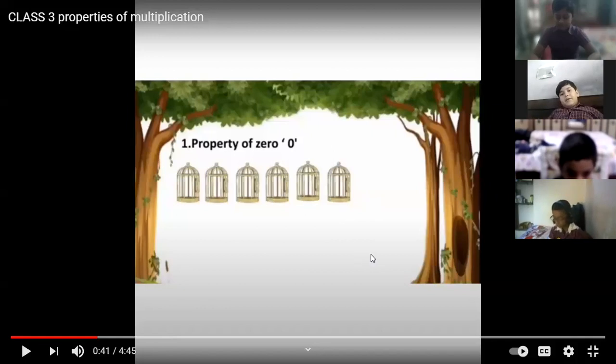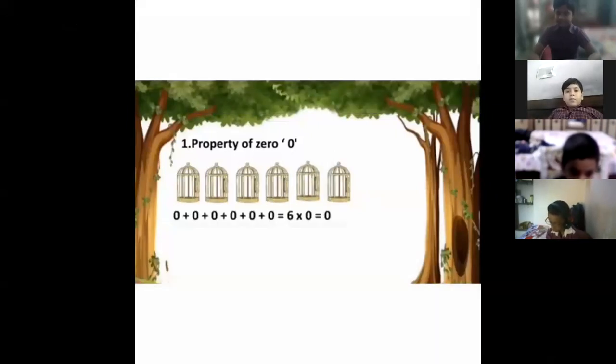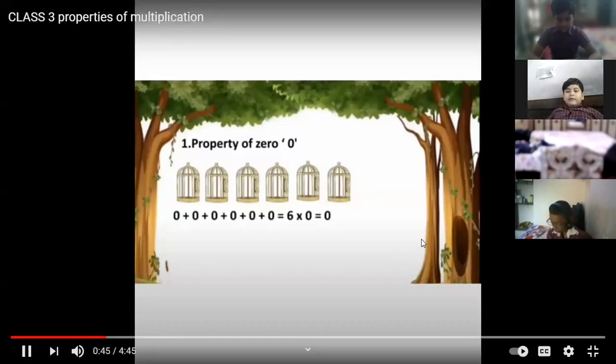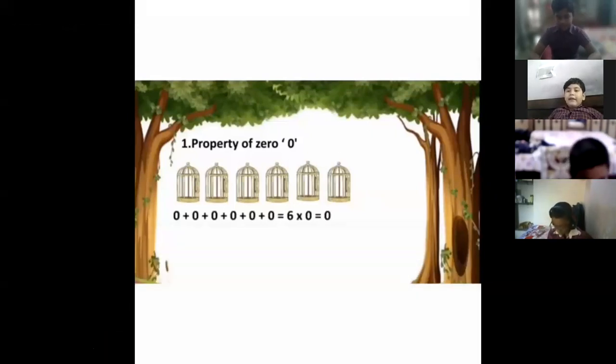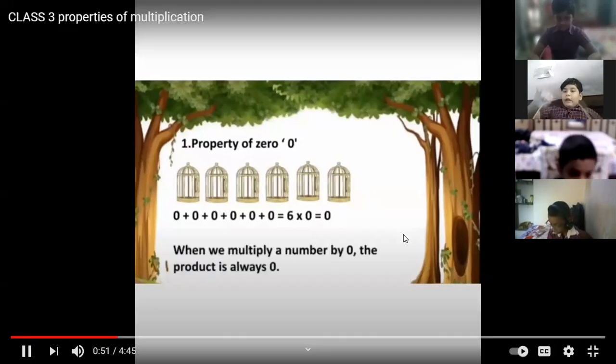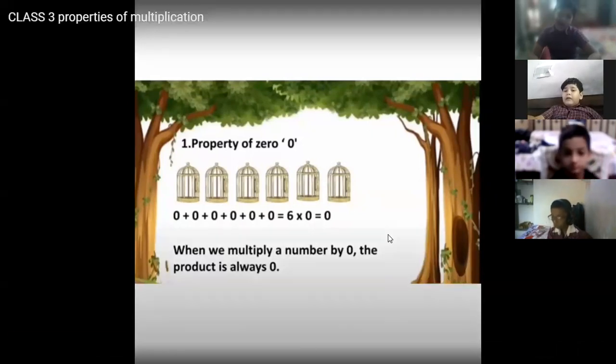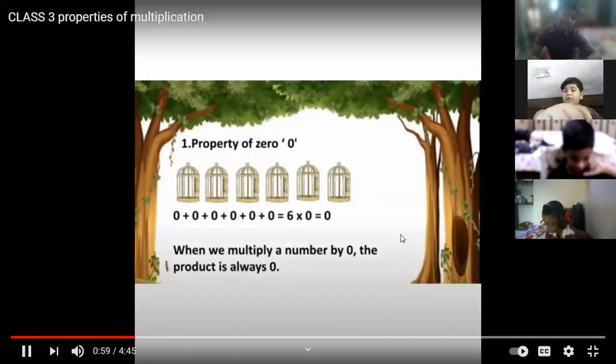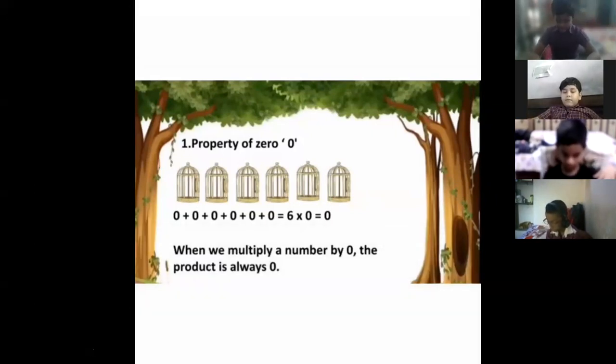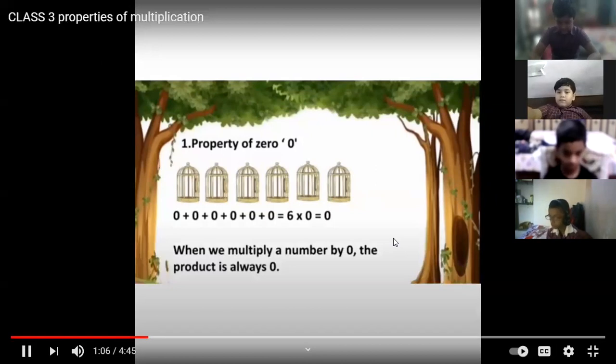Okay, let us see how. If we add 0 6 times, their sum will be 0, or simply if we multiply 0 6 times, their product is also 0. That means when we multiply a number by 0, the product is always 0. It could be any number. If we multiply any number by 0, their product will always be 0. This is the first property of multiplication.